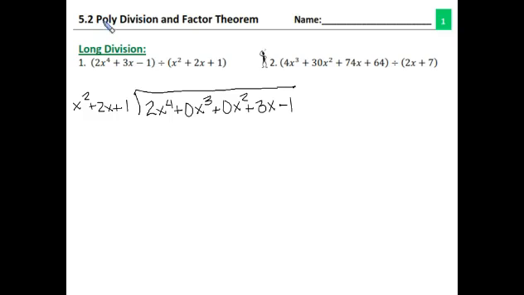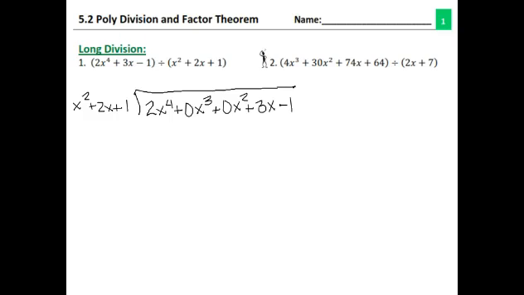Alright, welcome to section 5.2. Today we're going to be talking about polynomial division and the factor theorem and how we can use these two processes to help us find zeros of polynomials. That's why I played a Coke Zero commercial at the beginning. We're going to be taking a look at zeros on a graph, and more specifically, remember those are the x-intercepts.